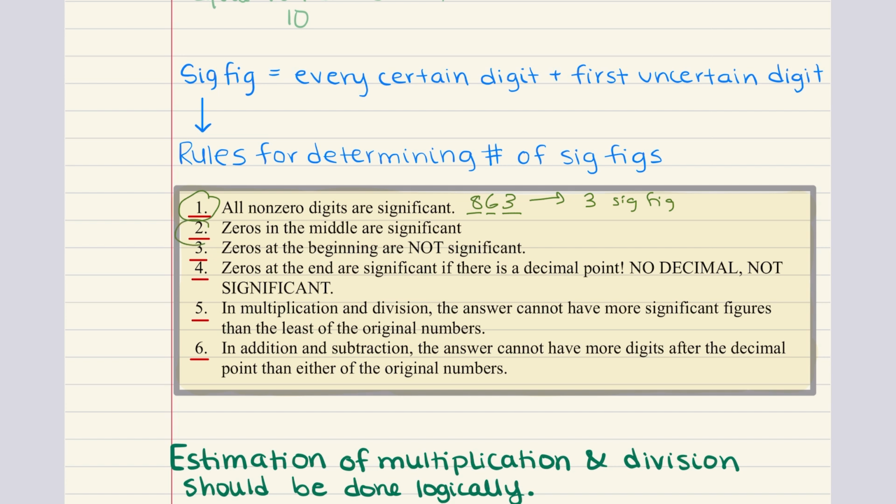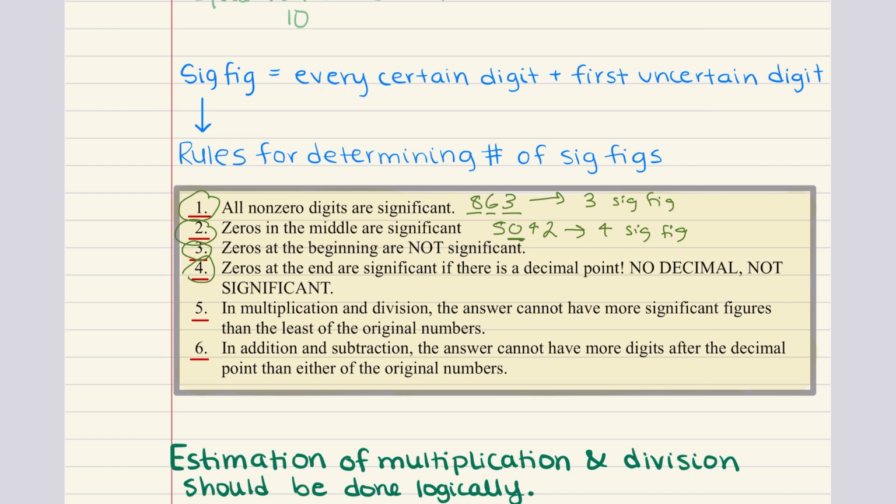Rule number 2 says that any zeros between significant digits are also significant because they serve to define the number's value. So in a number like 5042, this number has 4 significant figures because the 0 in the middle is also considered a significant figure. Now, rule number 3 says zeros at the beginning are not significant, and rule number 4 says zeros at the end are significant if there is a decimal point.